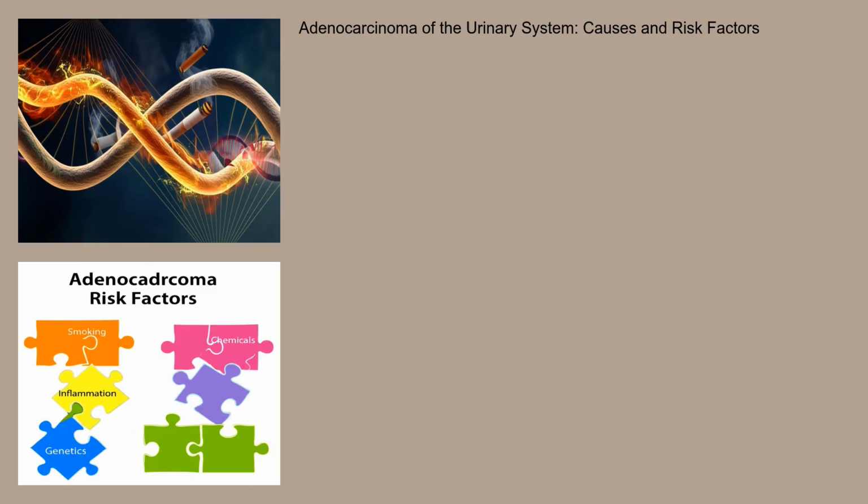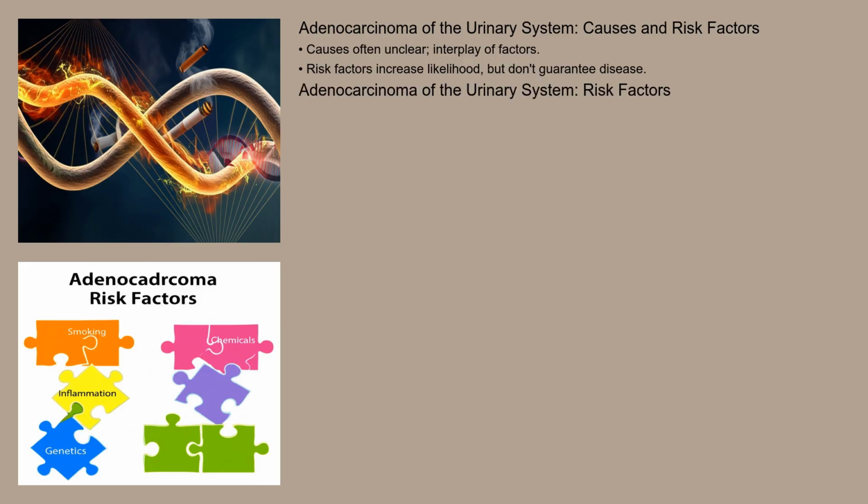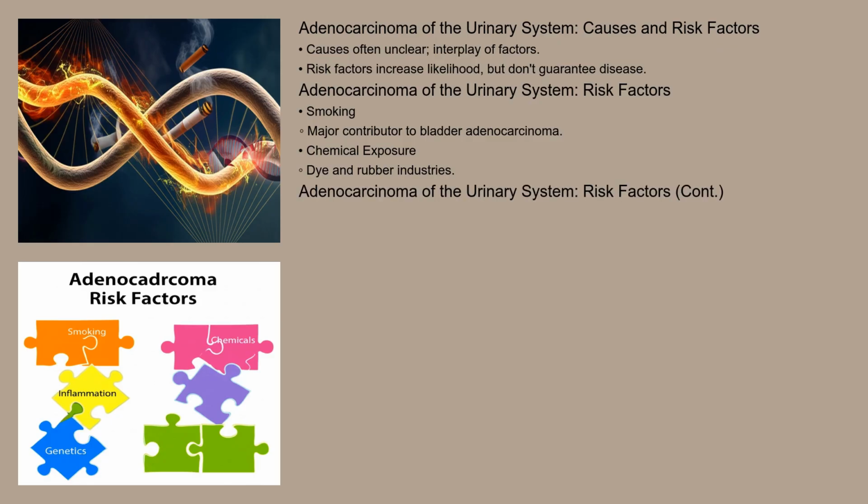The exact causes of adenocarcinoma in the urinary system are not always clear and often involve a complex interplay of factors. Certain risk factors have been identified. Smoking is a major contributor, especially in bladder adenocarcinoma. Exposure to certain chemicals, such as those used in the dye and rubber industries, can increase risk. Chronic inflammation, often due to long-term urinary tract infections or bladder stones, may also play a role. Genetic predispositions, while less common, can also contribute to increased likelihood. It's important to understand that having a risk factor doesn't guarantee developing the disease, but it does increase the likelihood.